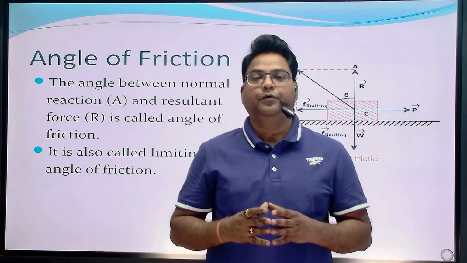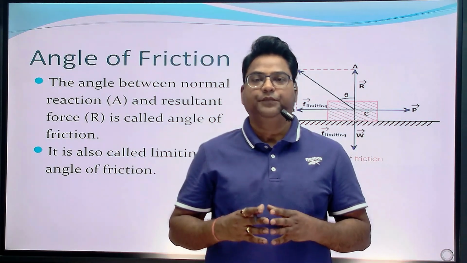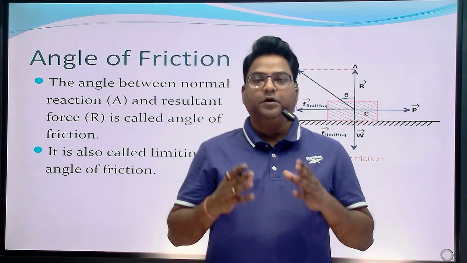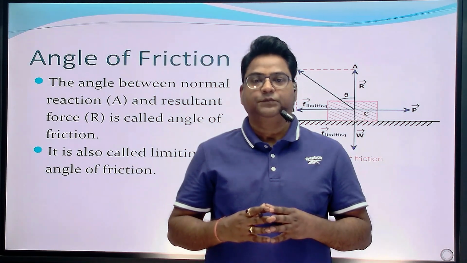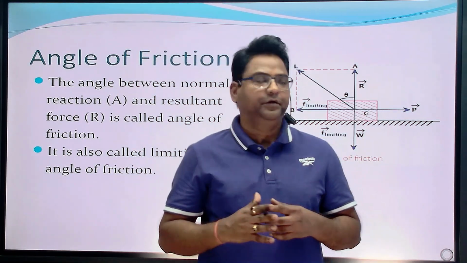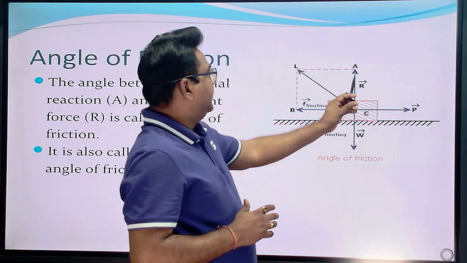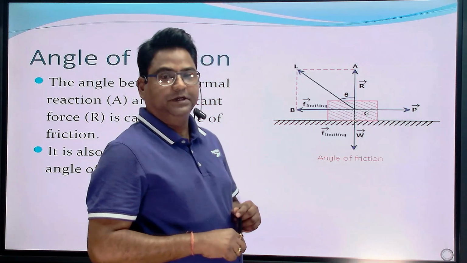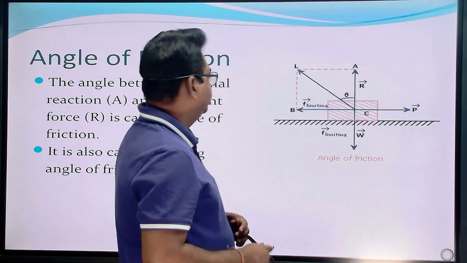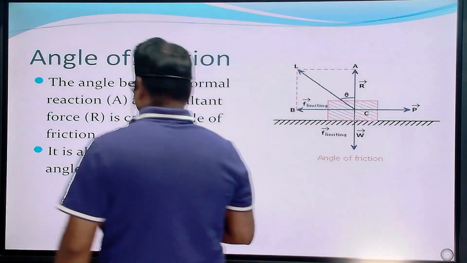Now we are going to study the angle of friction. What is the angle of friction? It is the angle between the normal reaction and the resultant force. We can see in the diagram here the resultant force and normal reaction. The angle developed is called the angle of friction. It is also known as the limiting angle of friction.